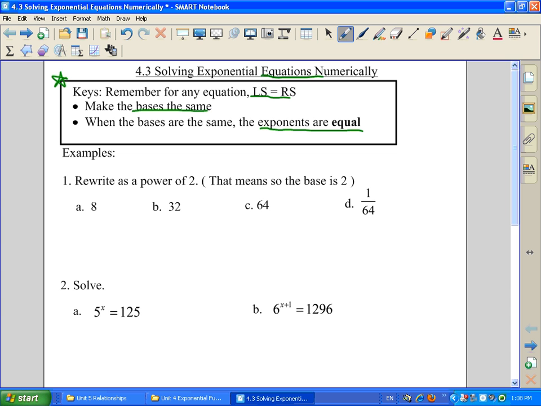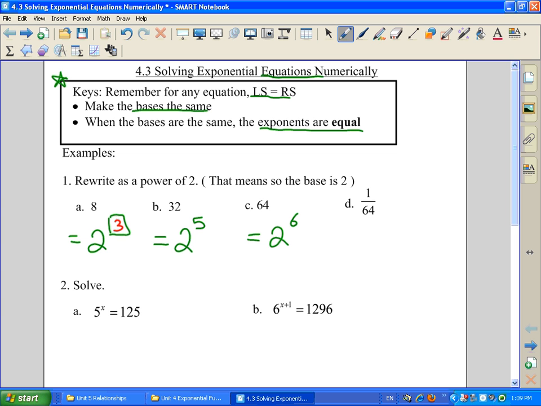So here we go. Number one, rewrite as a power of 2. What does that mean? That means that the base is 2. So 8 is the solution to 2 to what power? Okay, how many times do you multiply 2 by to get 8? And that's going to be to the power of 3. Taking a look at B, 2 to what power gives you 32? That's going to be 2 to the power of 5. 2 to what power gives you 64? It's going to be 2 to the power of 6.